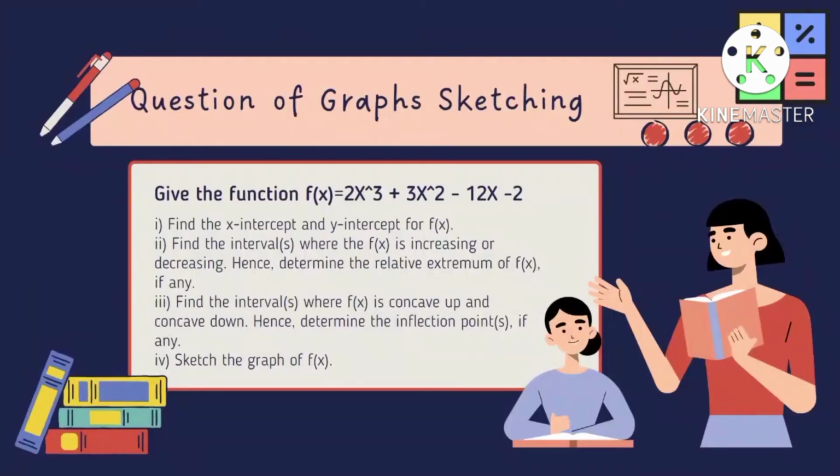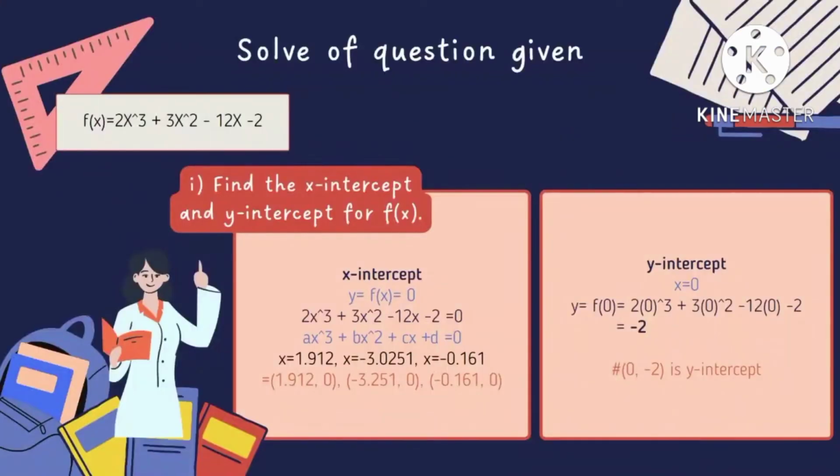Okay, we continue to the question of graph sketching. So first we find the x-intercept and y-intercept. For the x-intercept, y equals the function equals 0. So 2x cubed plus 3x squared minus 20x minus 2 equals 0. We just calculate and we get 3 answers for x, which are x equals 1.912, x equals negative 3.0251, and x equals negative 0.161.